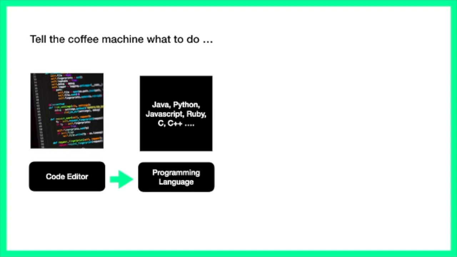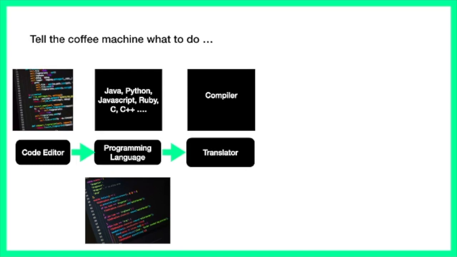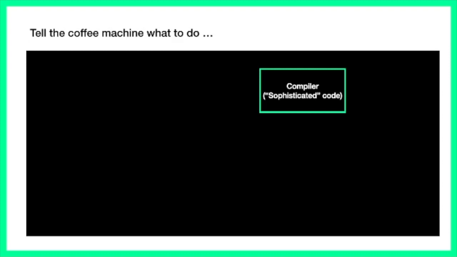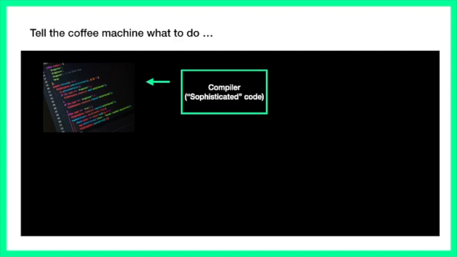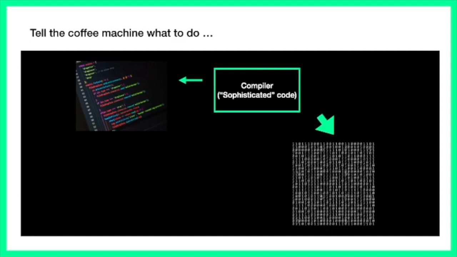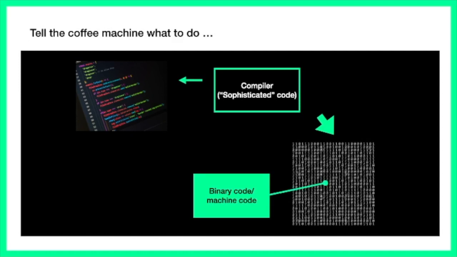So after you write your code in a programming language, you have to pass it to a translator, which is better known as a compiler. A compiler is also a piece of code, but it is a little bit more sophisticated, such that it is able to read your code. So it reads your code, and what it does is help you translate your code into a series of 0s and 1s, which we call binary code or machine code.